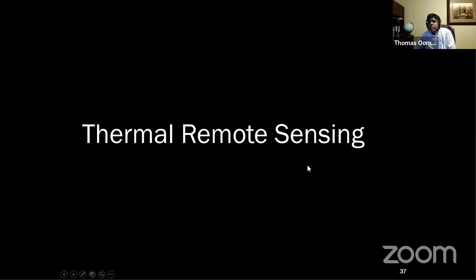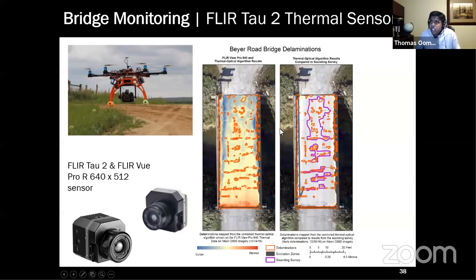Now, let me show you one last example here. In this case, we are doing thermal remote sensing to monitor the condition of the concrete, particularly at a bridge site, for identifying delamination. If you are familiar with concrete bridges, you probably know that when the concrete layer detaches from the reinforcement, that is when a delamination is formed.